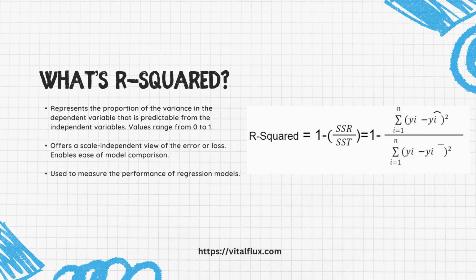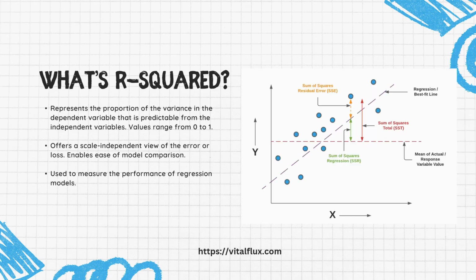If you take a look at this formula, it is 1 minus the sum of squared residual error upon the sum of squared total, and I'll explain this in the next slide based on the diagram. R squared offers a scale independent view of the error like MAPE. It enables the ease of model comparison.